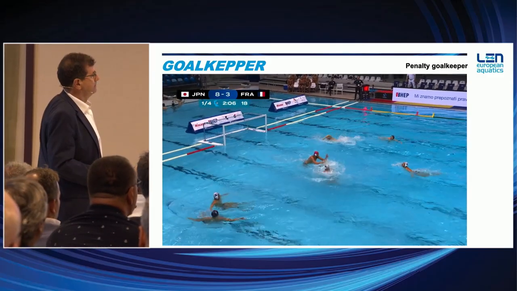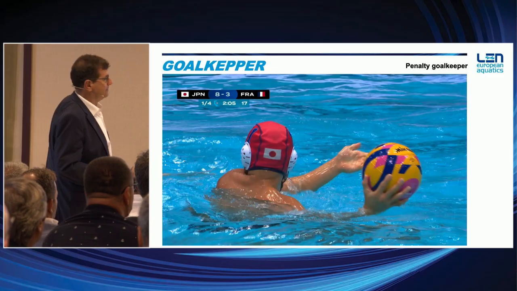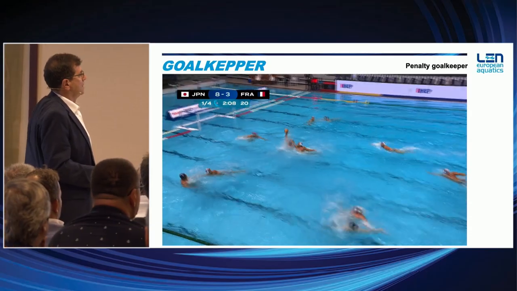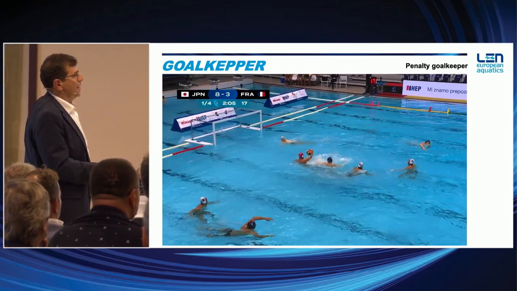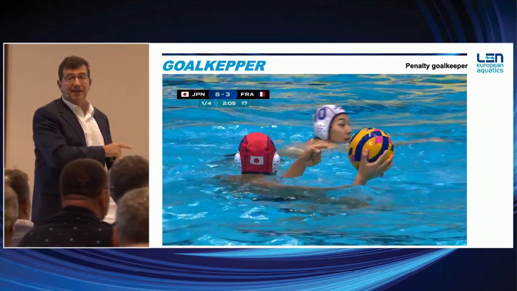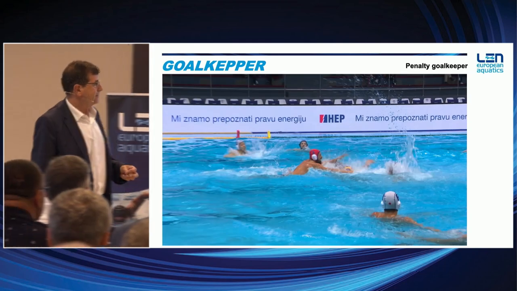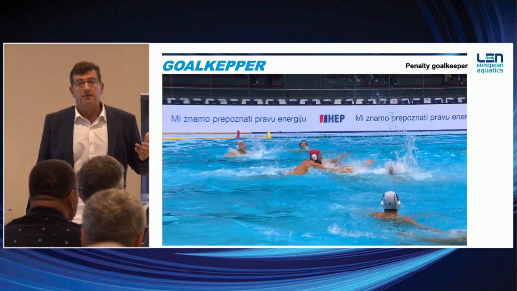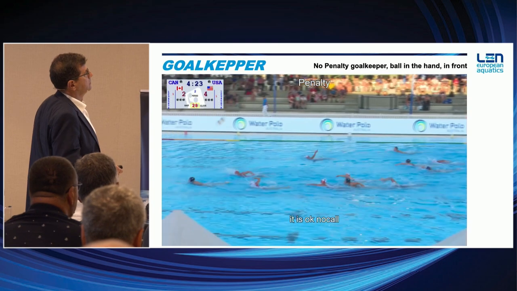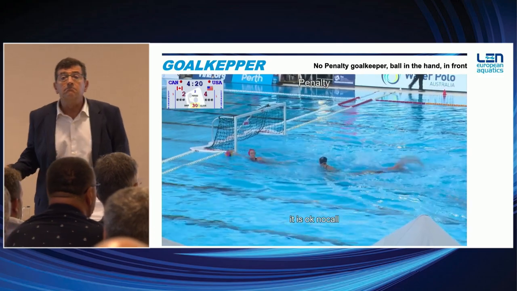Look now. Clear, eh? I repeat. Goal empty, goalkeeper out, inside this light blue area, foul to prevent a goal, penalty. If the player in reality had the ball in the hand, it's nothing. Okay? This is an example of ball in the hand. Ball in the hand is nothing.